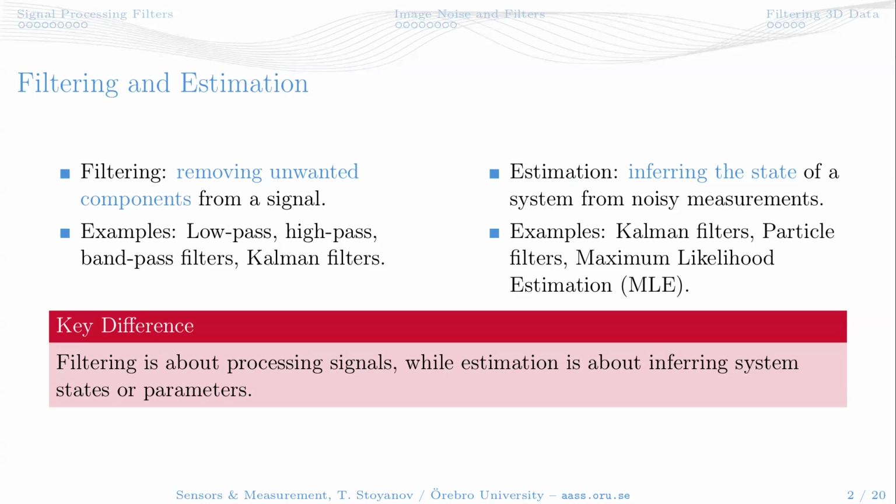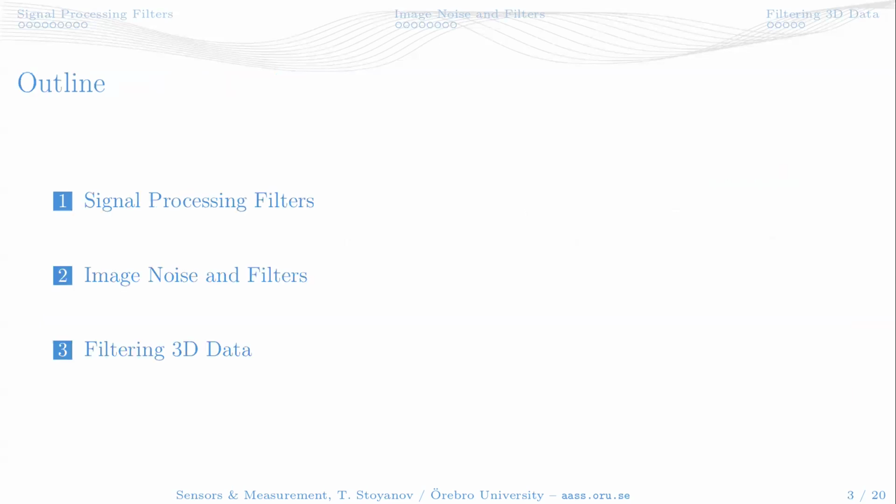Yeah, so filtering is more about processing signals. Estimation is more about estimating parameters. And today we are going to talk about filtering. We'll cover some typical filters in signal processing. Then we'll talk about, in particular, removing noise from images or filtering images, and then a little bit about how we can filter 3D data.